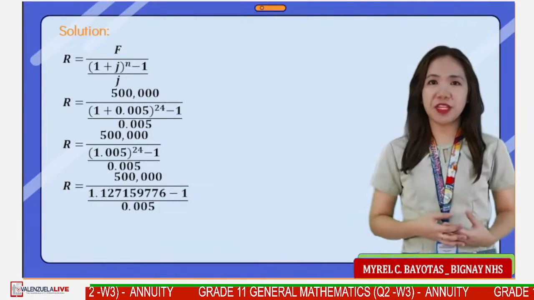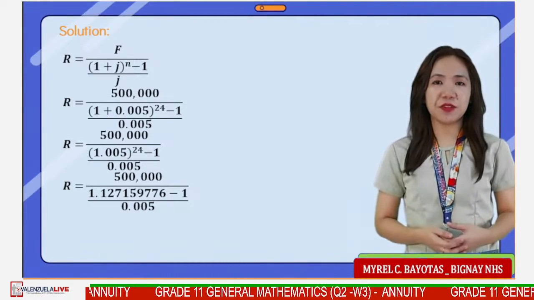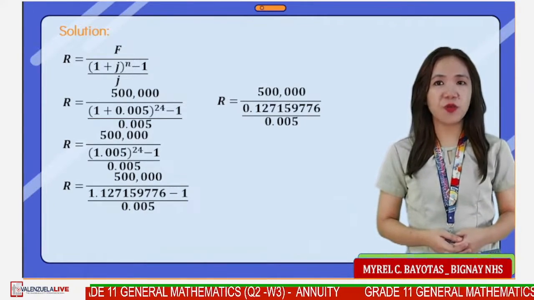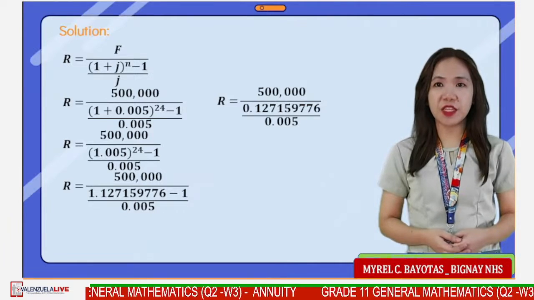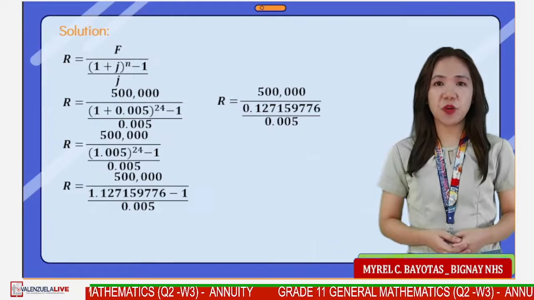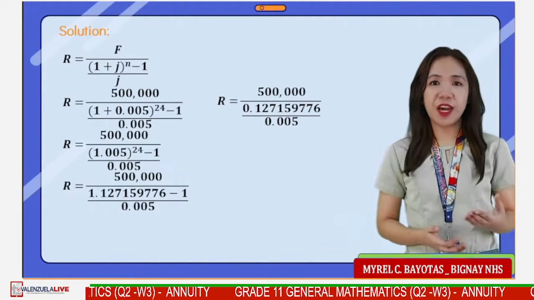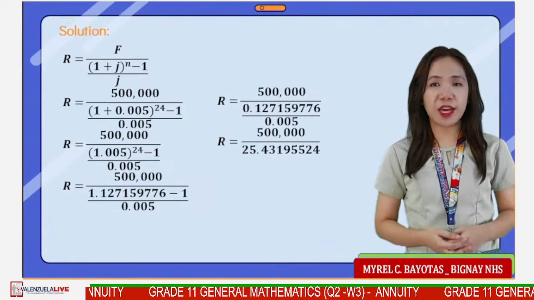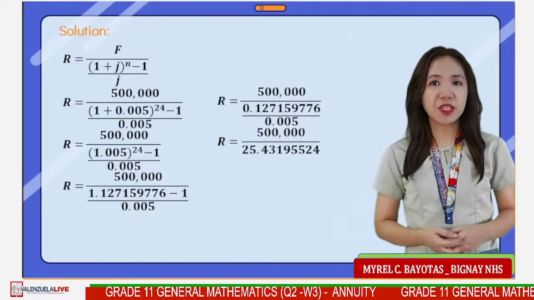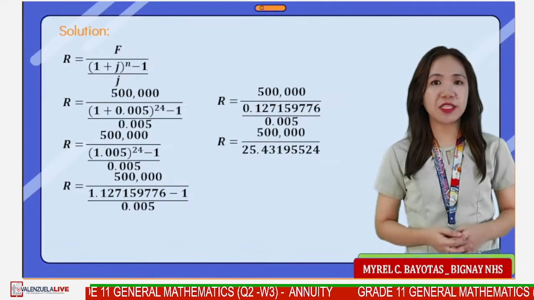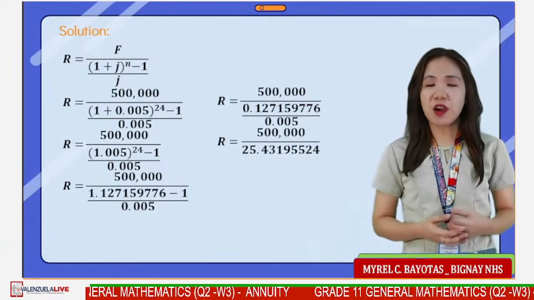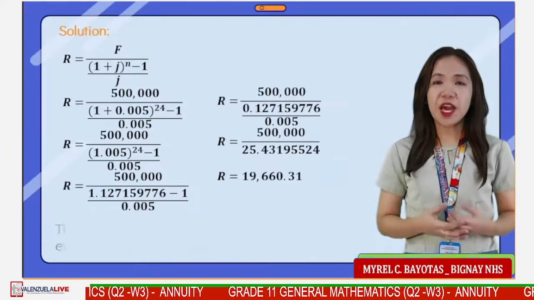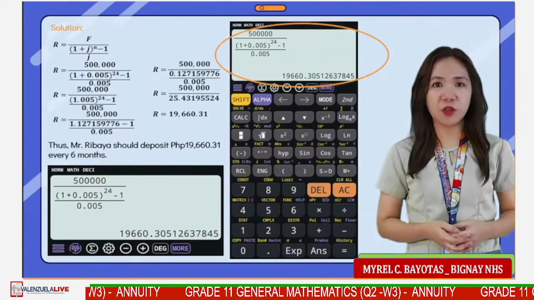Just like what we did earlier, let's focus first in the denominator. Subtract. We'll have R equals 500,000 over 0.127159776 over 0.005. Divide. R equals 500,000 over 25.43195524. Lastly, divide the numerator by the result in the denominator. The final answer is R equals 90,660.31. Here's how the solution will look like once you encode it in your scientific calculator.